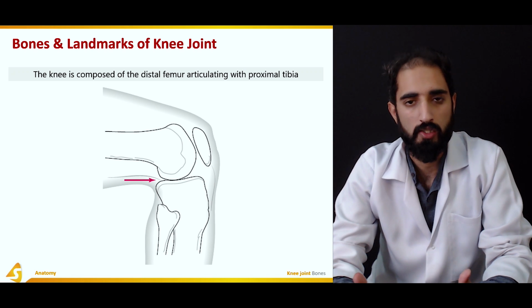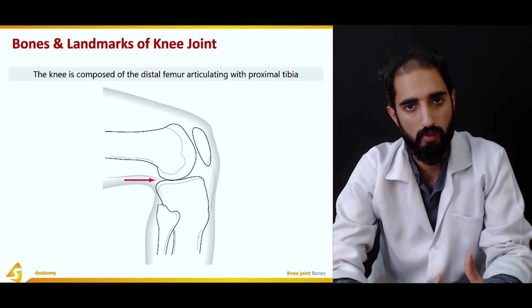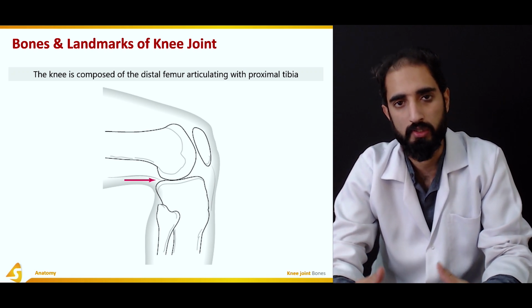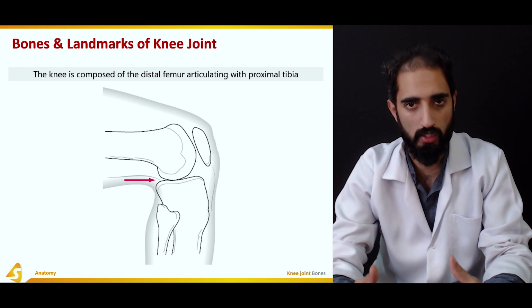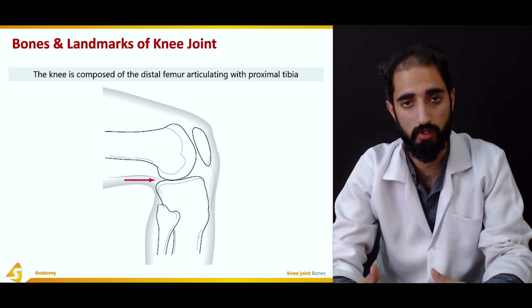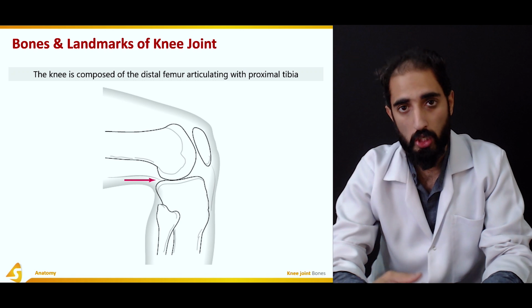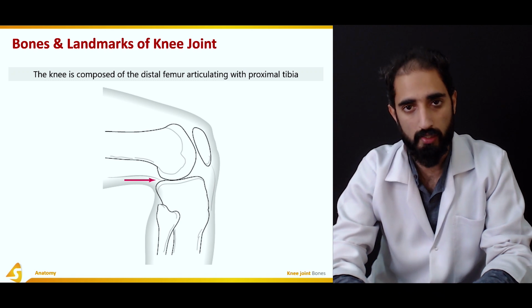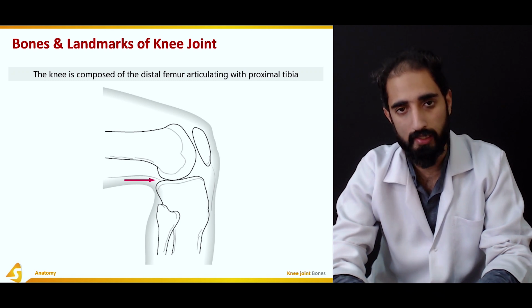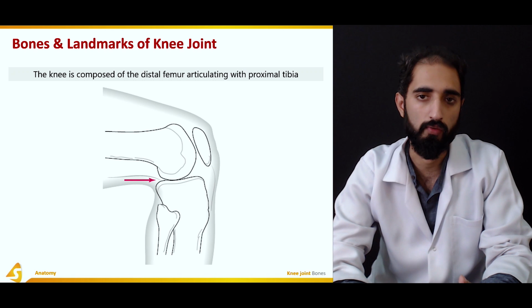The knee joint is actually composed of the distal femur articulating with the proximal tibia, and this makes up the tibiofemoral joint. This tibiofemoral joint is actually known as the knee joint, and it is one of the largest joints in the body. There's another joint in this area known as the patellofemoral joint, made between the patella, which is the sesamoid bone, and the distal aspect of the femur.